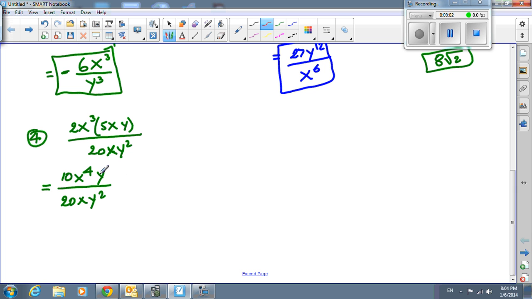Now, to simplify, I have a single y here and I have two y's here. So this y will go away with the power. I have a single x here and I have a 4 here. This x will go away with this power, turning the power to a 3. The 10 goes away completely with the 20 to give us a 2 on the bottom. So at the end, I will have x cubed over 2y.